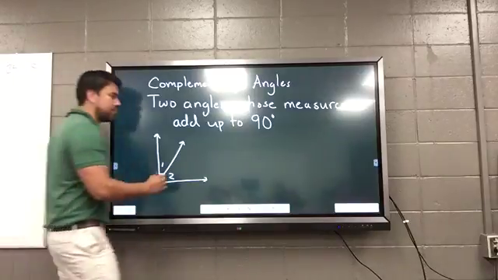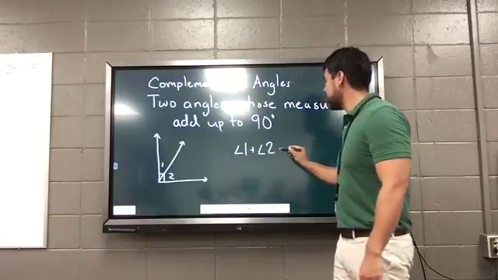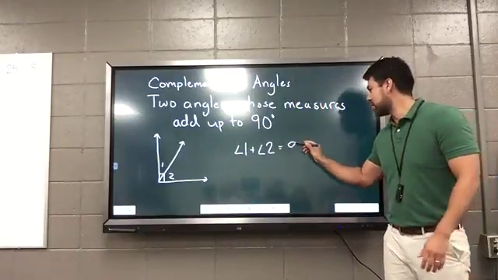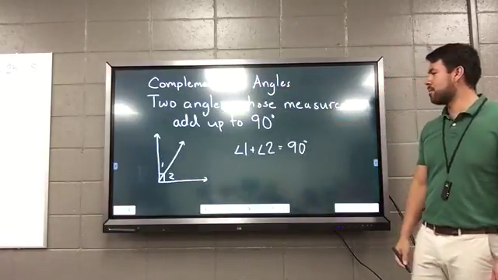So here I would say angle 1 plus angle 2 equals 90 degrees, automatically, 90 degrees, if they're complementary. That's a key word there, complementary.